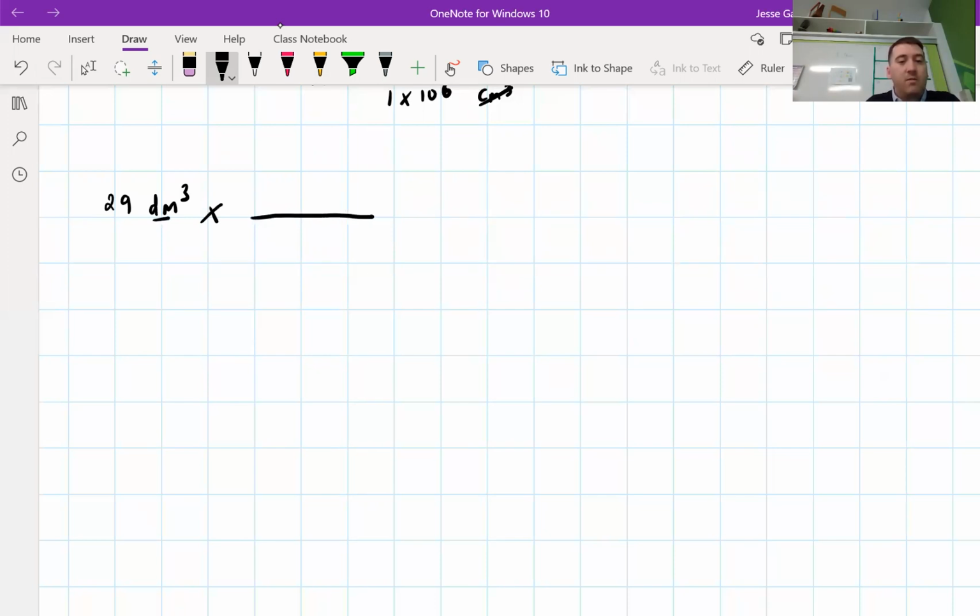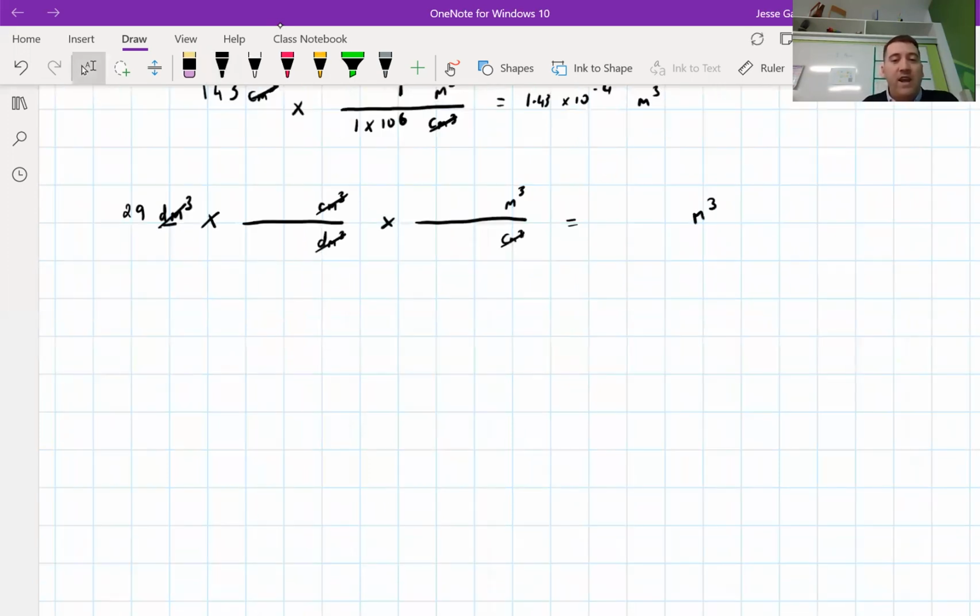So I want to get rid of decimeters cubed, so I'm going to put that on the bottom here, and they cancel out like that. And I'm going to put cm cubed on top. Then I'm going to multiply it by a second fraction, where I put cm cubed on the bottom, and I put meters cubed on the top. And then these cancel out, and I'm left with meters cubed, which is what I wanted to have in the answer. So my answer is going to be in meters cubed.